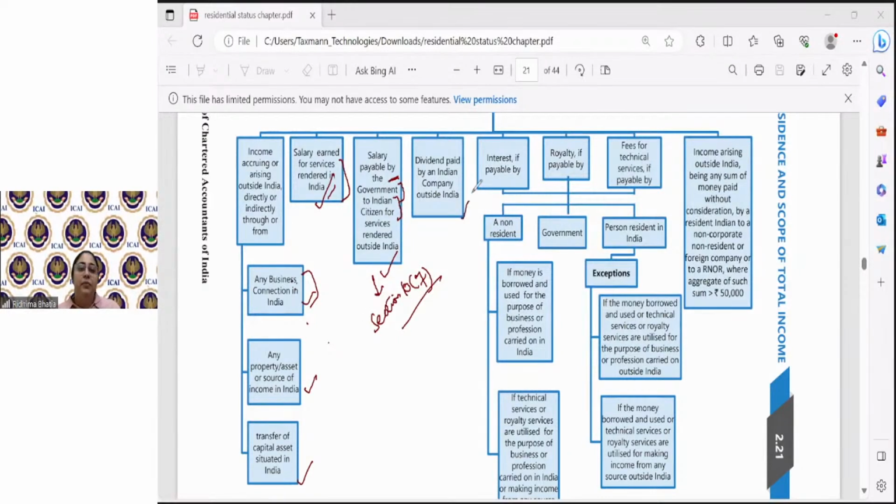Then, dividend paid by an Indian company outside India. Indian company, you remember, is any company which is incorporated in India. Even if the dividend is paid to a shareholder who is outside India, still that dividend would be taxable in India. Now, we'll be covering the remaining 4 points. So, let's begin.